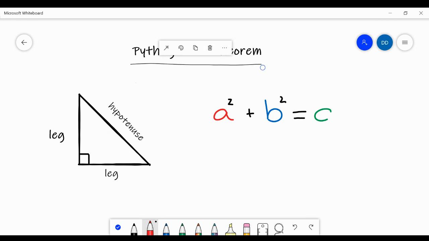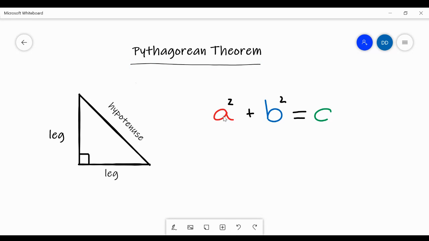So now, to use the Pythagorean theorem, which is a squared plus b squared equals c squared, we use this to find a missing side of a right triangle. So they'll give you two sides, could be two legs, could be the hypotenuse and a leg, and they'll tell you to find the missing side.